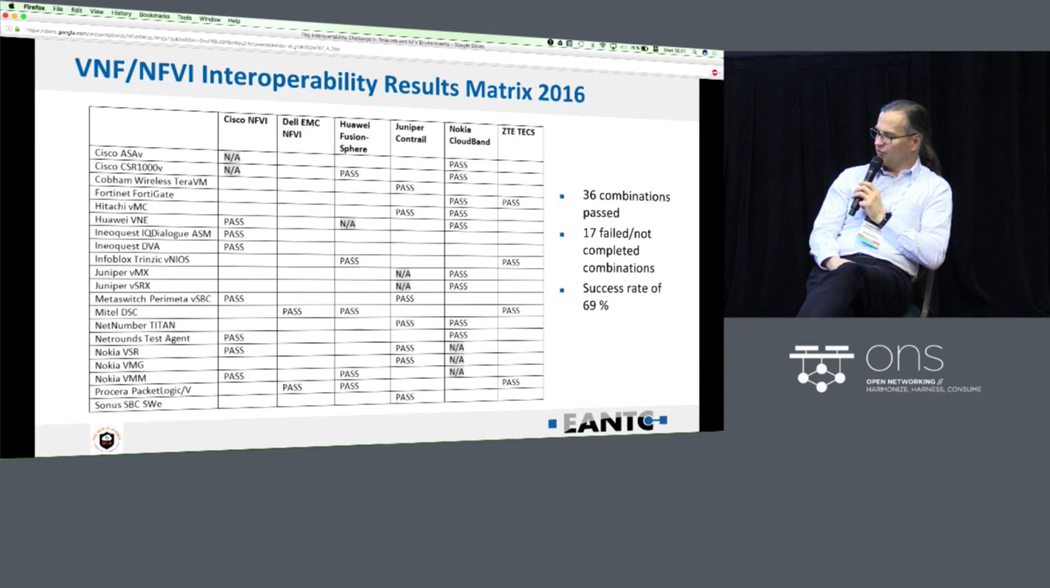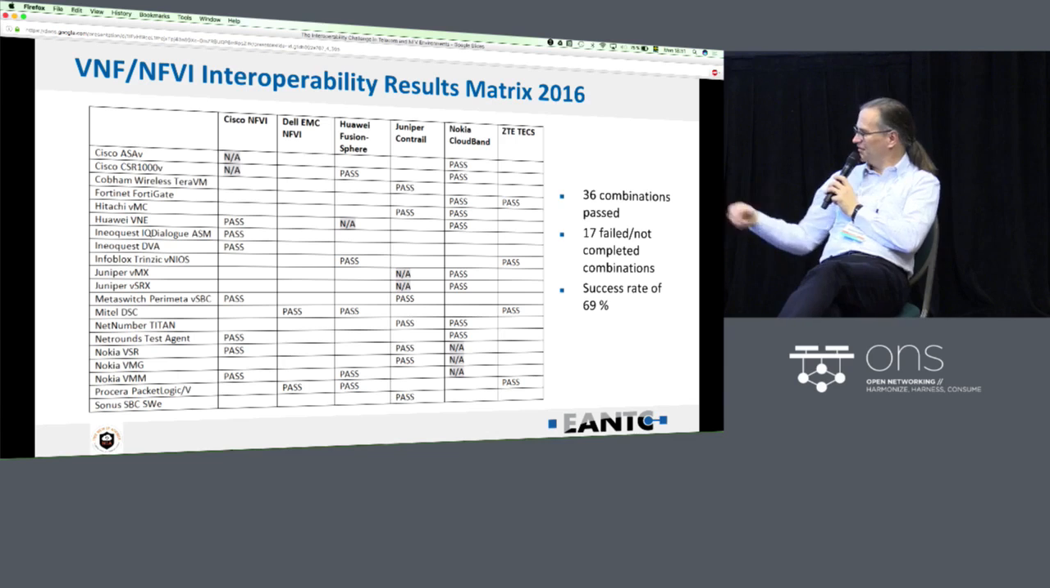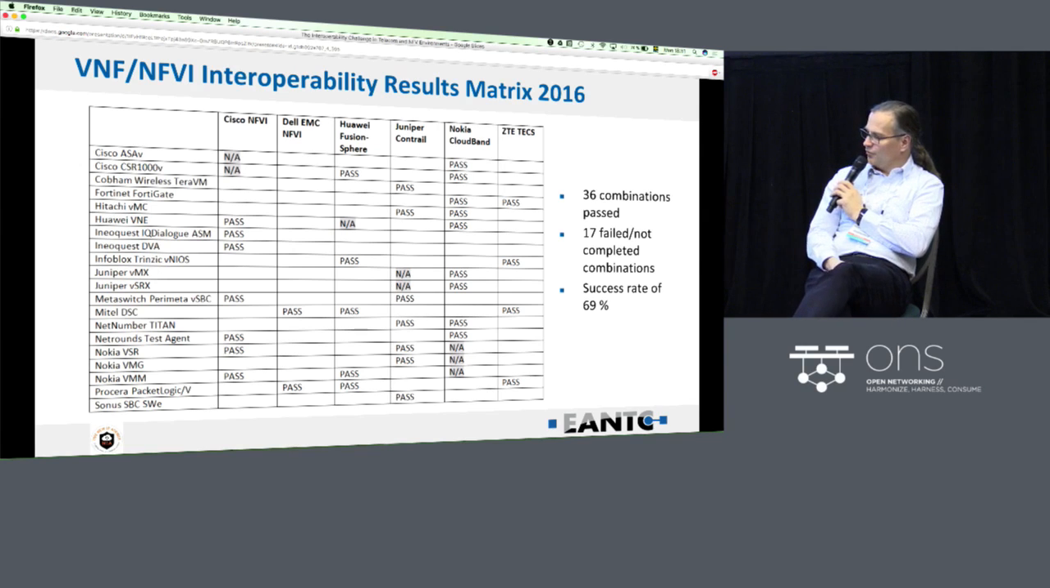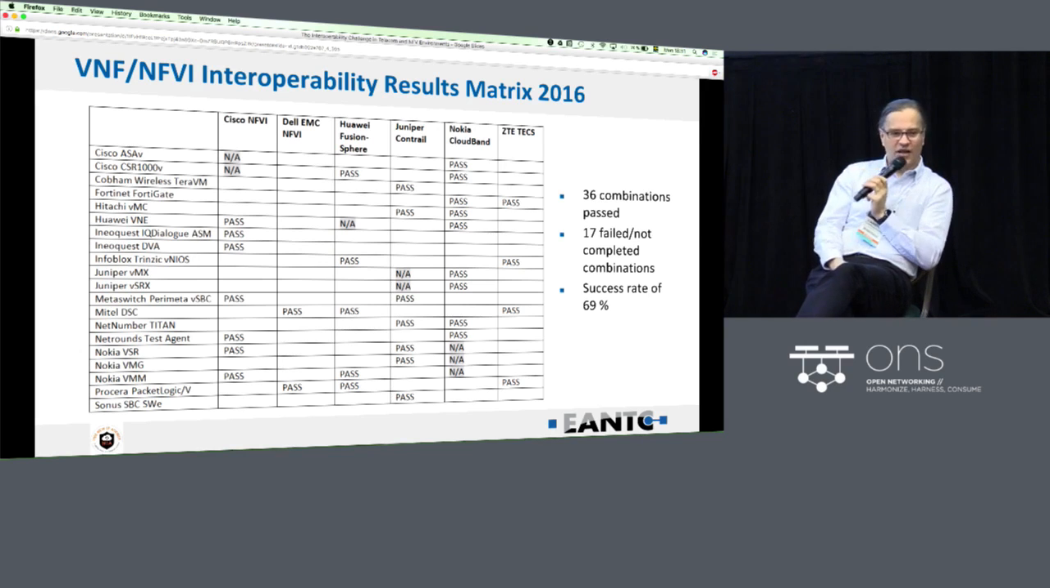So to give you an impression of what this looks like, we create a database as well. And by the way, I'd love to interface with databases that open source projects maintain. I think that's part of the testing pipeline paradigm, that we need to get the results stored in an interoperable way. So you see on the left-hand side the VNFs on the top. You see the NFVI, so these are the vendors that provided their solutions for our tests so far for the VNF to NFVI testing. And you see a number of passes, you see a number of NAs because we refused to test same vendor to same vendor.